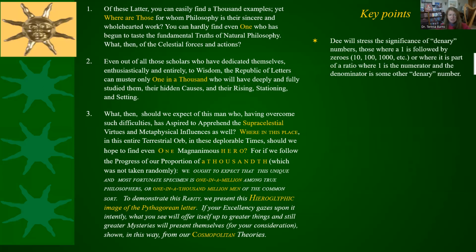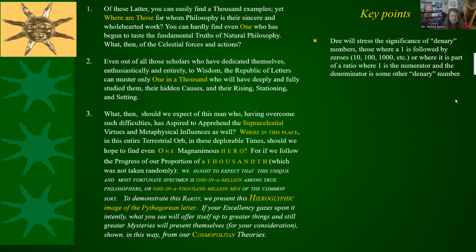Okay, when he says 1 in 1,000 right there, that's what we would call a denary number. He's going to refer to that in the theorems also. That's basically anytime you have the Arabic numeral 1 with a bunch of zeros after it, or you've got a ratio where 1 is the numerator and the denominator is some other denary number. Okay, I'm going to come back to that in just a couple of minutes.